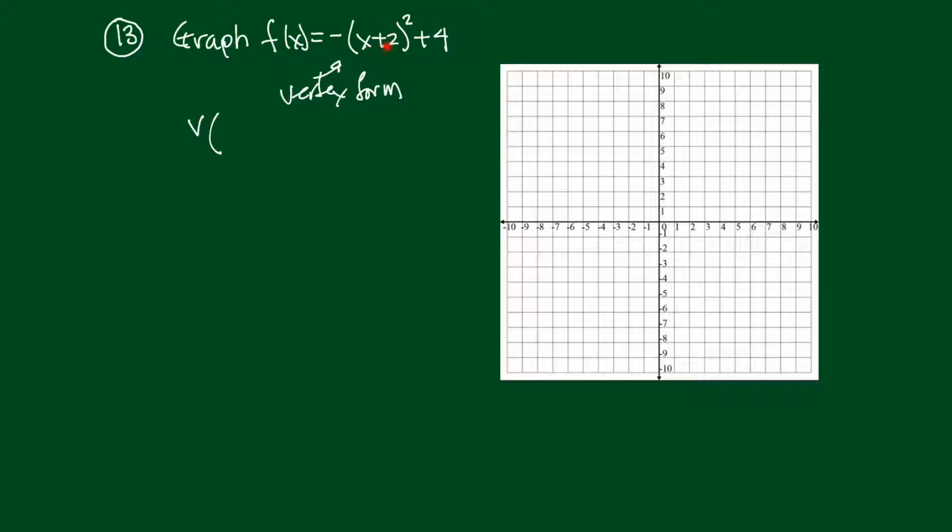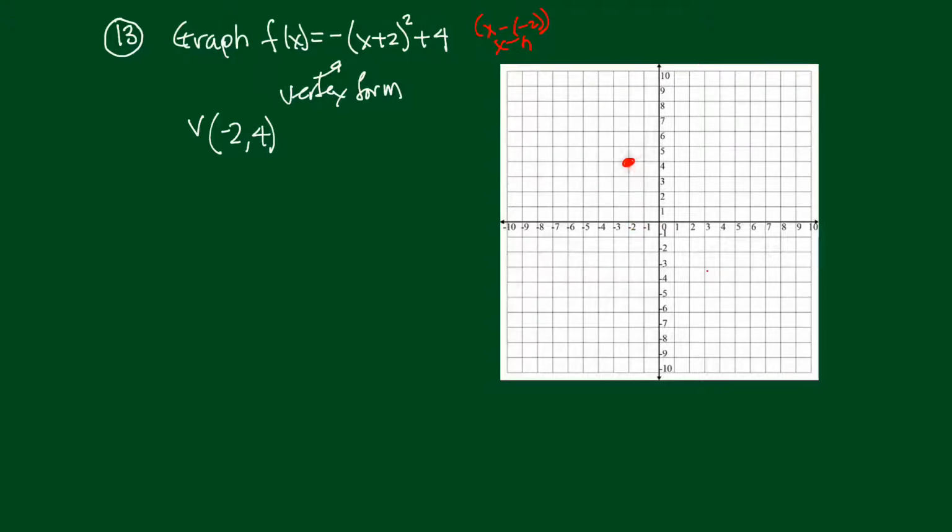Now remember how it goes. It's the opposite of that number because it's really x minus negative 2, and we're looking for x minus h. So we're always looking for that x minus form, and I can make that a minus form by putting a negative. All right, so what is the vertex here? It is at negative 2 and 4. Let's put a point there. So I have gone from the origin to the left 2, up 4.